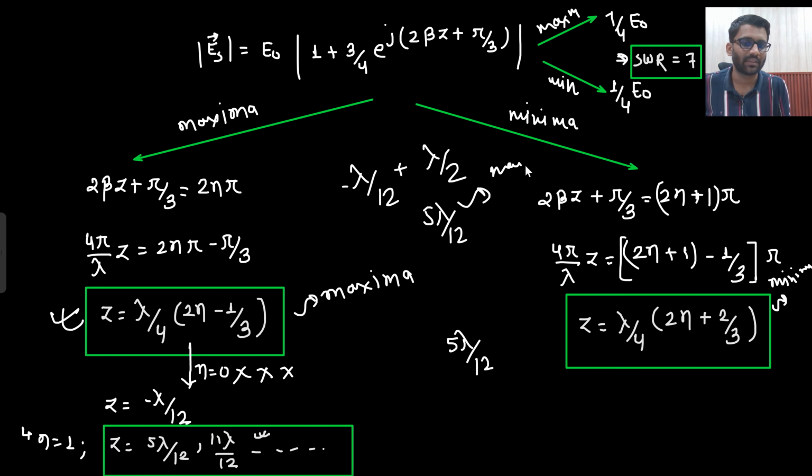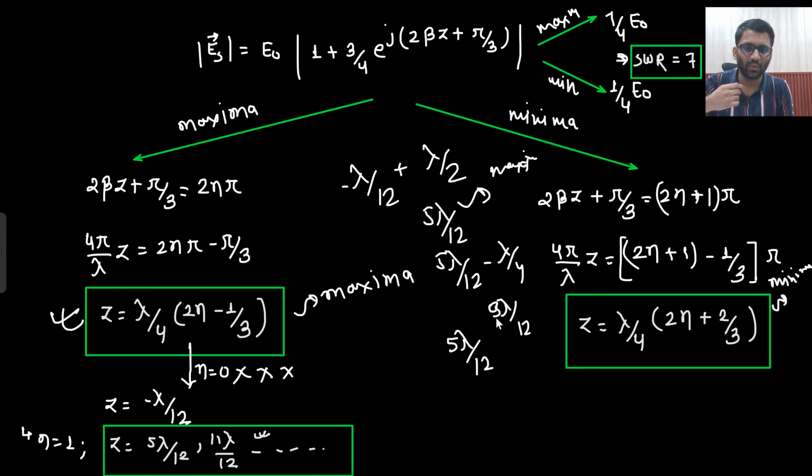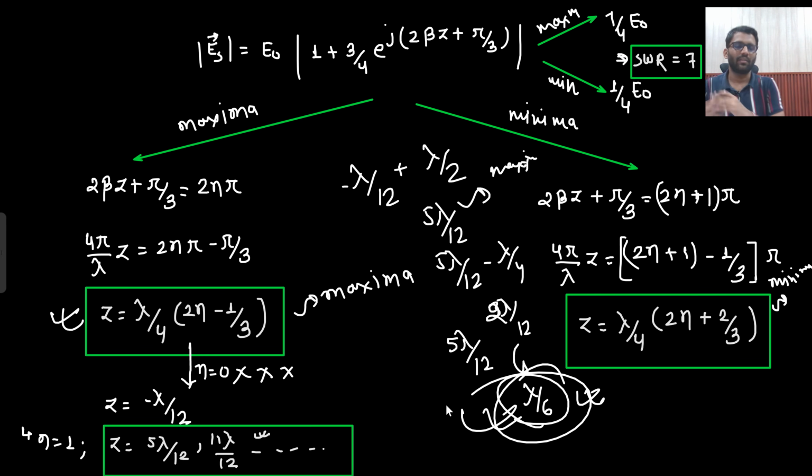What is this? Maxima. Now from here if I need to go to the minima, what I will do? 5 lambda by 12 minus lambda by 4 I will do. So what I am getting? 3 lambda by 12, right? Sorry, 2 lambda by 12. Yeah, 2 lambda by 12. That means I am getting lambda by 6. Lambda by 6 is accepted? Yes. So this is the first location of minima. Lambda by 6. Is that clear to you?